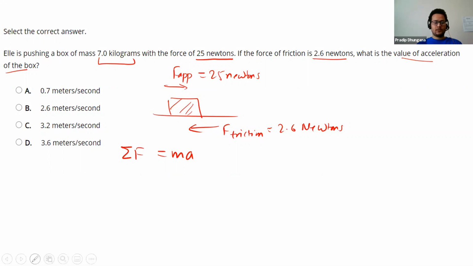There is a typo in this question. These all are seconds squared. The unit of acceleration is meters per second squared. Let me wait a few seconds more and then I'll solve this problem. Net force is applied force minus frictional force.